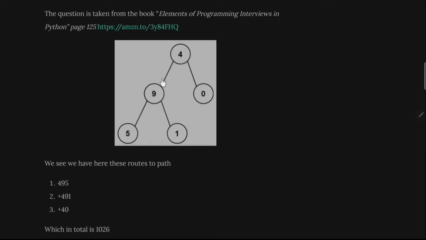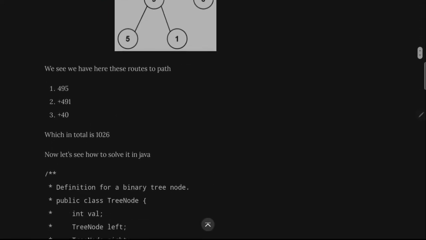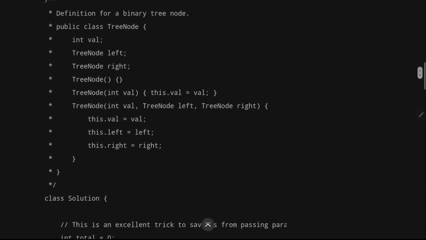The second number is 491. And we need to sum them to the leaf. 40. Okay, the total sum here is 1026. Let's see how to solve it in Java.